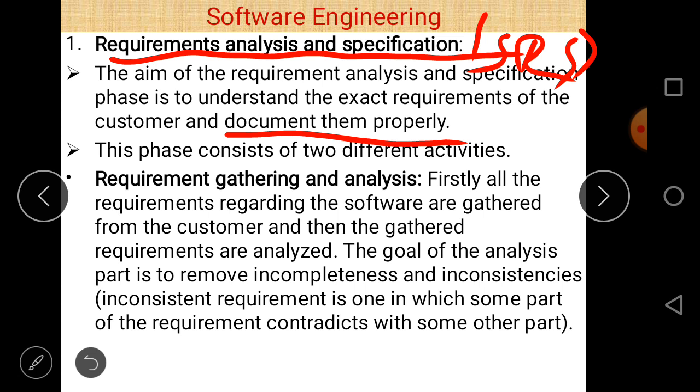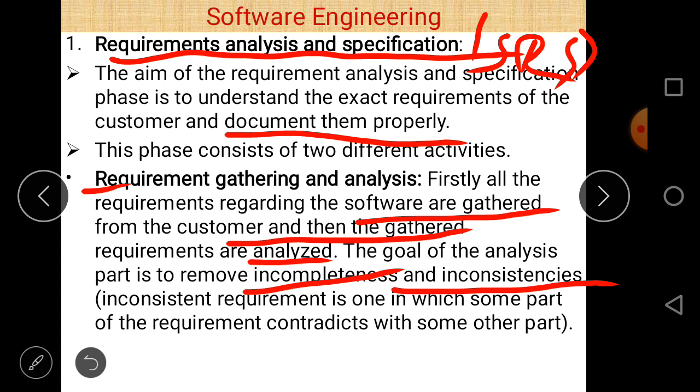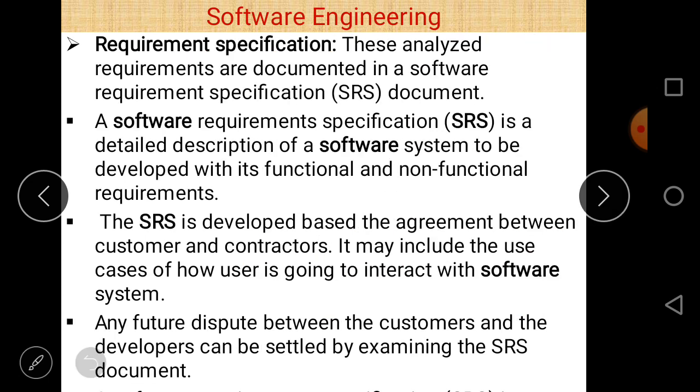First one is requirement gathering and analysis. In this part, first all the requirements regarding the software are gathered from the customer, and the gathered requirements are analyzed. The goal of the analysis part is to remove incompleteness and inconsistencies. So basically this part focuses on the gathered customer requirements, analyzes them, and removes incompleteness and inconsistencies regarding the customer requirement. And second part is requirement specification.